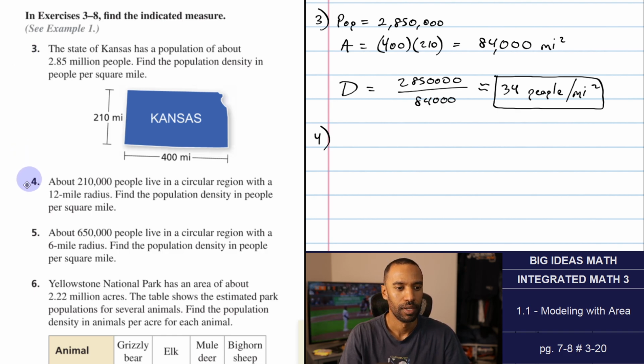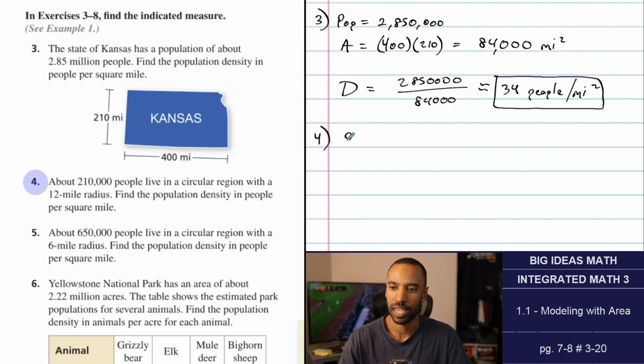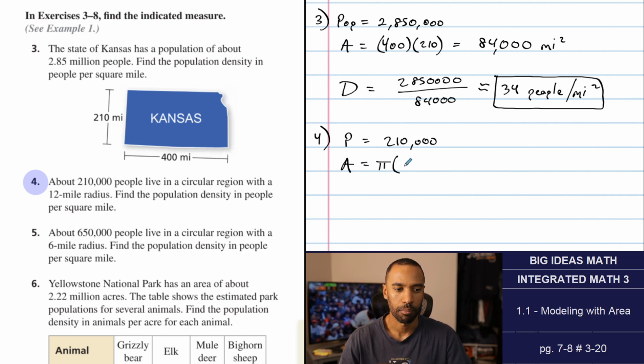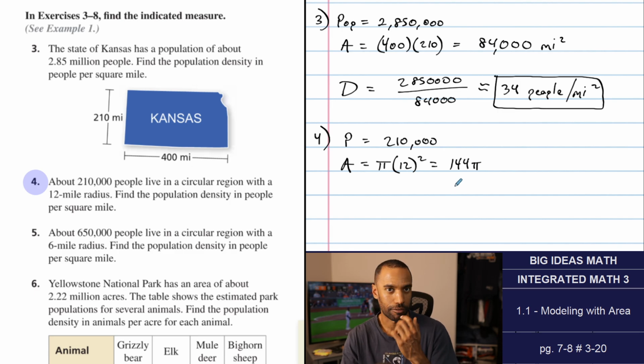All right, number 4. About 210,000 people live in a circular region with a 12-mile radius. Find the population density in people per square mile. So once again, we'll have population, I'll just call that P. Population 210,000 people. Area of a circular region is pi r squared. So we're going to be doing pi times 12 squared, which is 144 pi. Do your best not to do any rounding early. Leave it in terms of pi for now and let the calculation work itself out as needed.